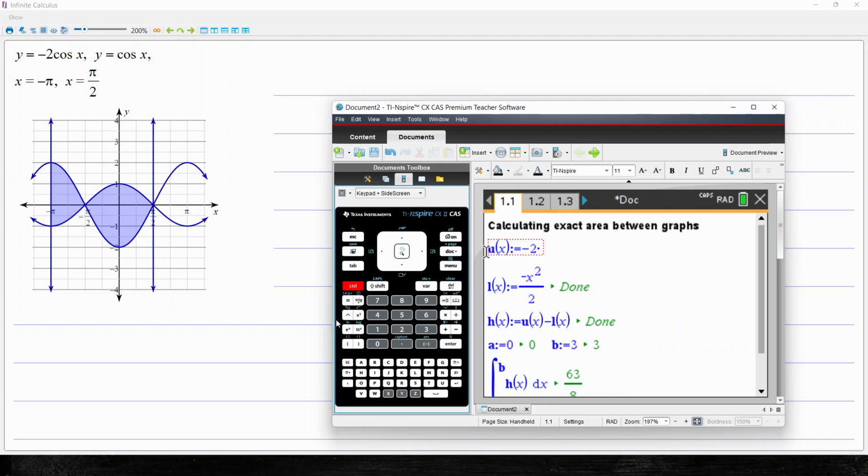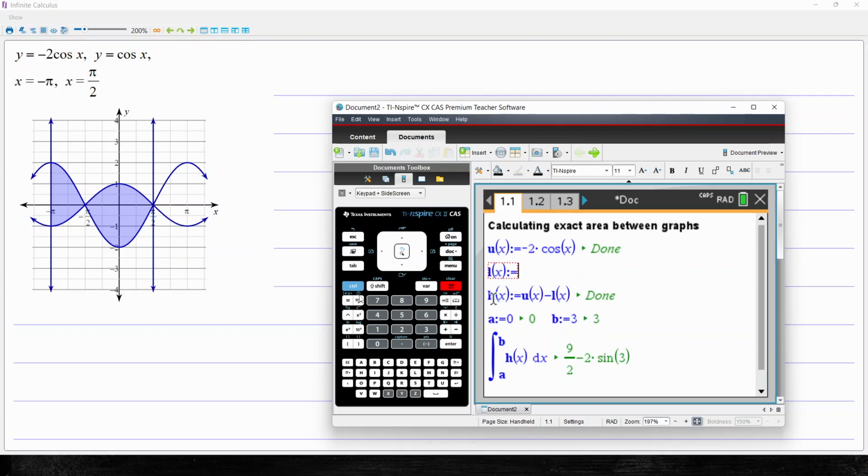These calculators are very sensitive about multiplications. Please multiply, multiply, multiply. So that is cos of x. Enter. After that, we say is cos of x. So this is ux minus lx is fine, and this is -pi and pi/2.